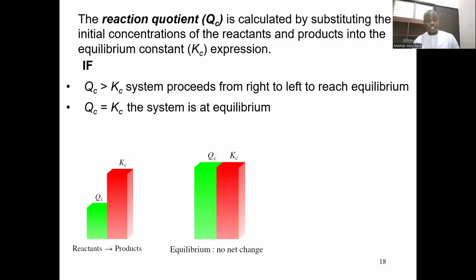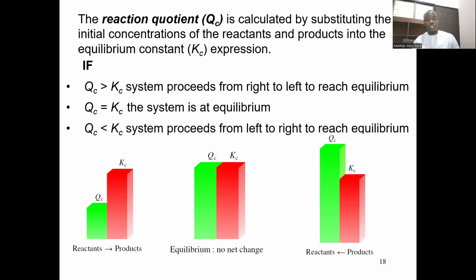If Qc is less than Kc, the reaction will favor the product formation, so the system proceeds from left to right to reach equilibrium. And if Qc is greater than Kc, the reaction will favor the reactant formation. And if Qc is equal to Kc, it means that the reaction is at equilibrium.